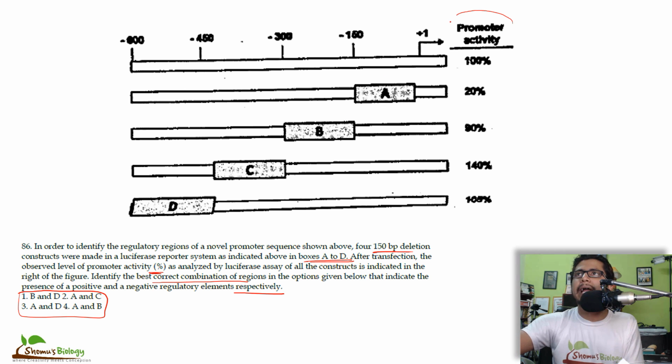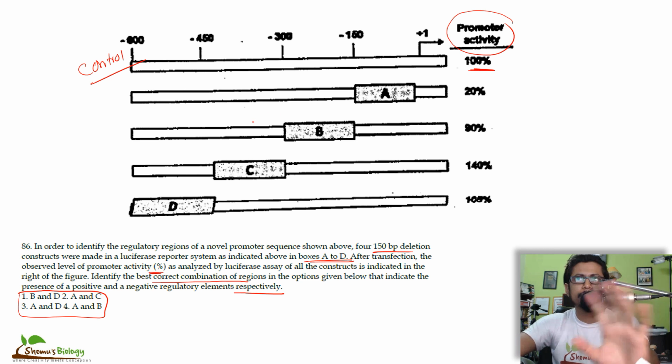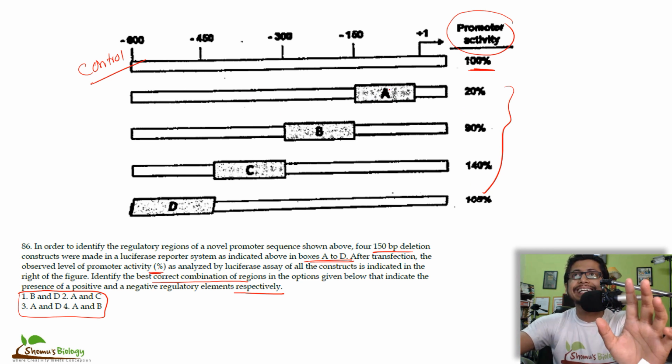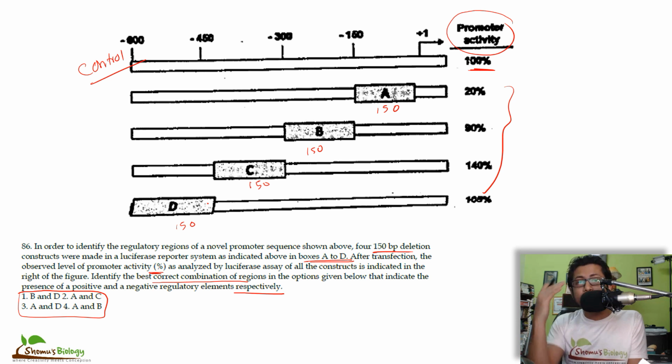So this is the promoter activity measured as luciferase activity. The promoter activity 100% is for the control, where no mutation is done. Apart from that, there are 4 situations where deletion is performed, A, B, C, D. In all the cases, the position of the 150 base pair deletions is different. Depending upon the deletion, the outcome of promoter activity varies. Now we need to figure out which DNA element is needed for a positive influence on transcription and which is a negative influencer.